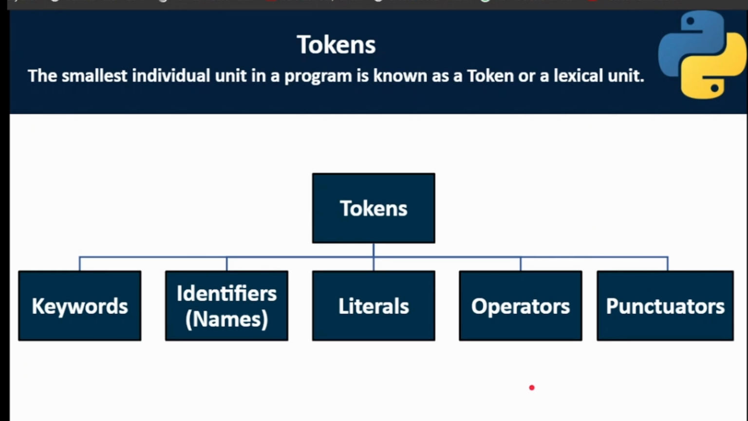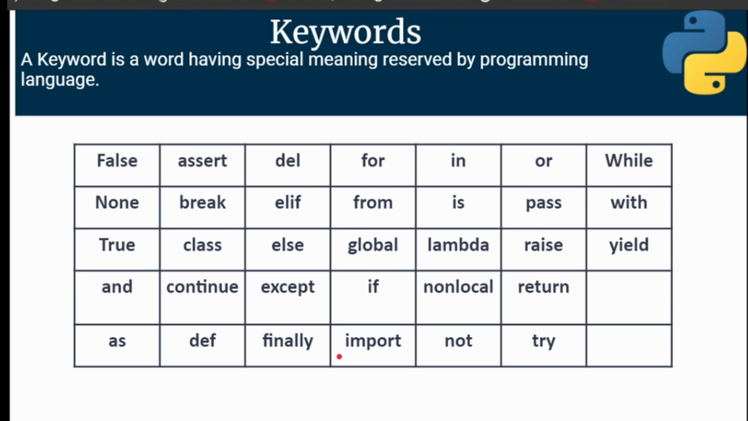Next we have tokens. The smallest individual unit in a program is known as a token or a lexical unit. Tokens are classified into 5 categories. First, we have keywords, then identifiers. Identifiers are also known as variables. Then we have literals. Literals are also known as constants. Then we have operators, and then we have punctuators. We'll be discussing all these in detail one by one. So let's begin with keywords.